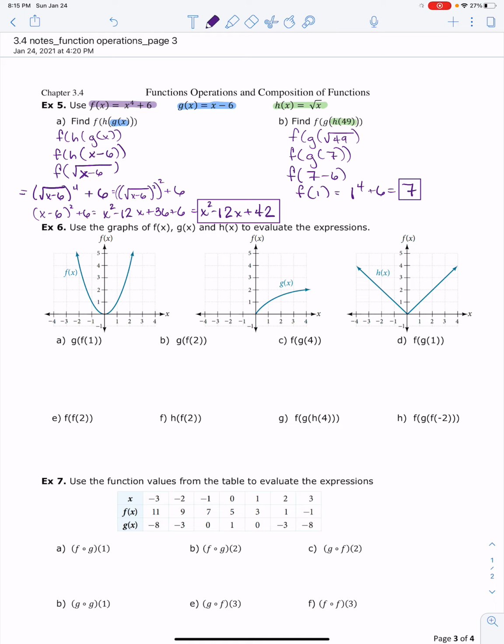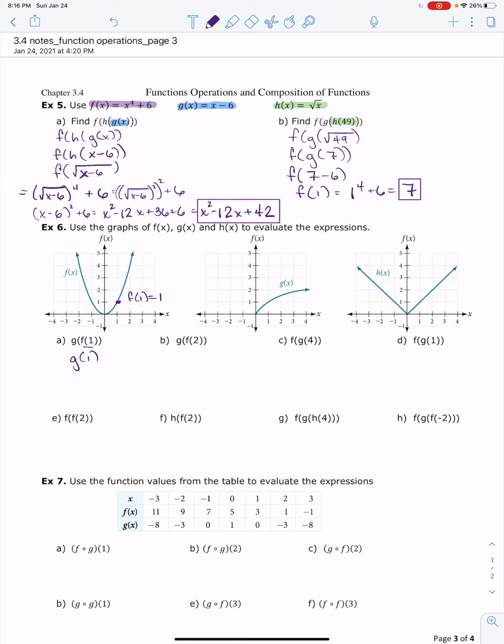Example 6 gets a little different. We've got 3 functions in terms of their graphs. So we have the pictorial representation. F of x is a parabola, g of x is that square root function, h of x is the absolute value. We are going to use these graphs to read our function values. So we're going to start here, f of 1. F of 1 is 1. And so we can substitute that in.